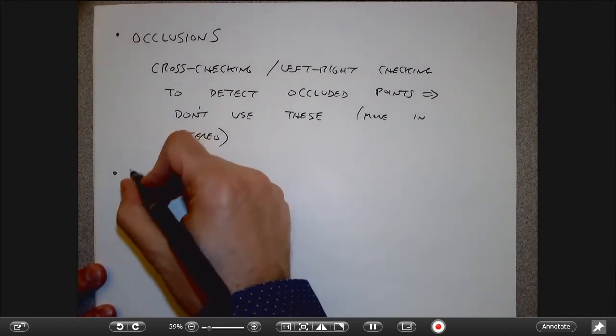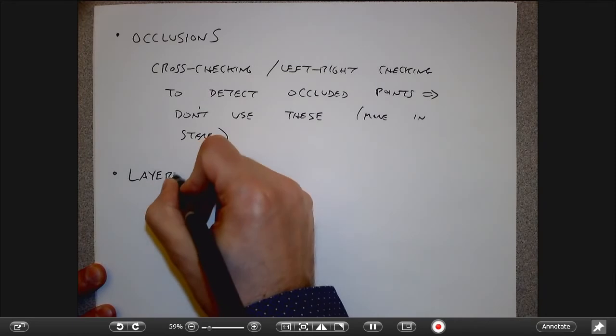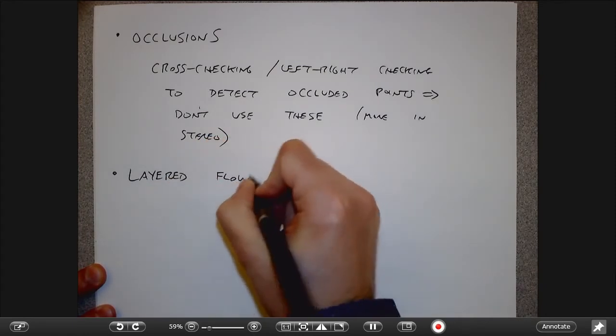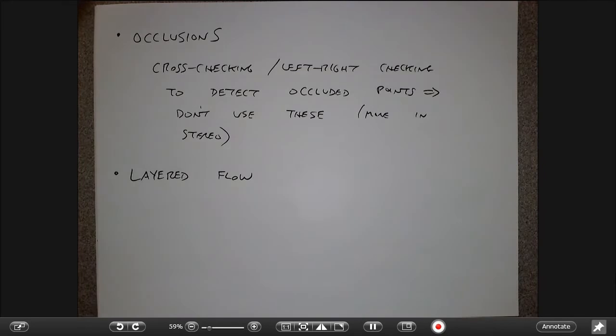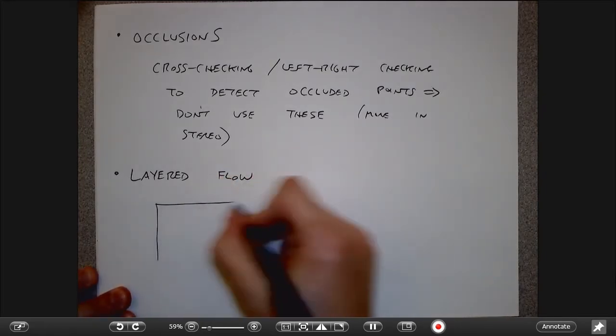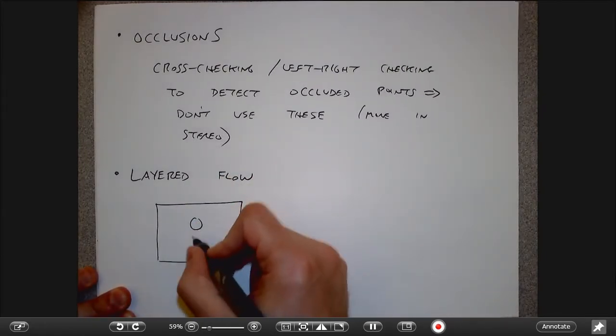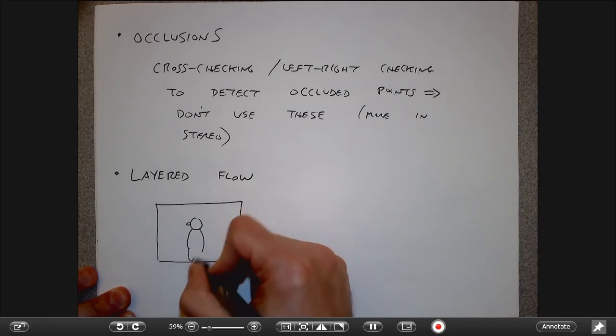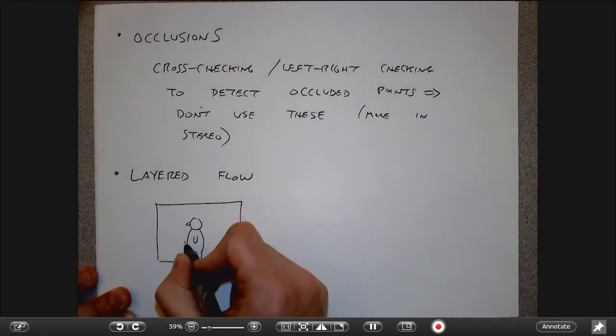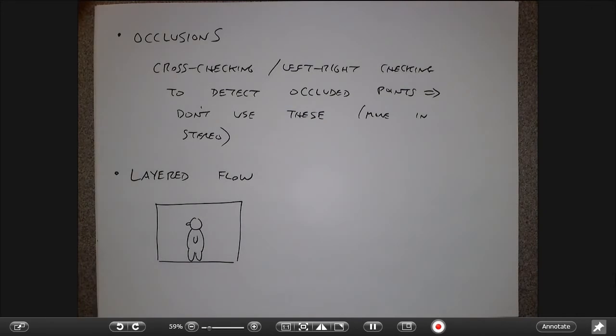Another modification is called layered flow. The idea here is pretty straightforward. Again, I talked about the person moving in front of the background. The person and the background are going to apparently move at different rates, as measured on the image plane. Stuff that's closer to the camera will generally move faster than stuff that's further away from the camera, right?